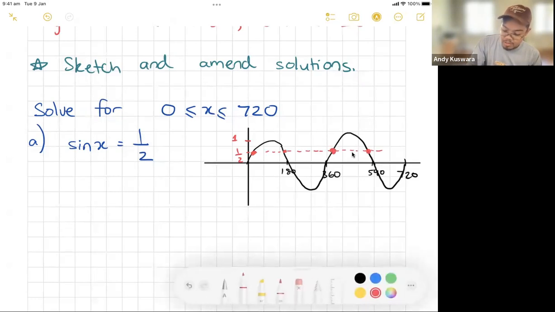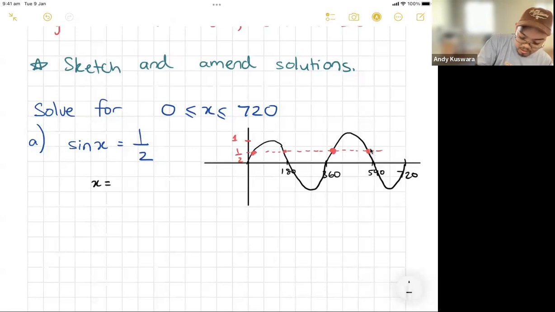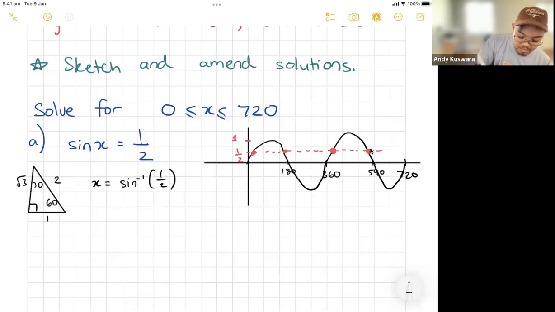So let's talk about this question. I'm looking for 4 solutions here because between 0 and 720, sine x equals a half four times. First things first, as usual, find your first quadrant answer. In other words, x equals sine inverse of a half. Now I keep forgetting if it's 60 or 30, so I'm going to need to draw a triangle. If you haven't memorized it, good on you. I don't yet. It will be sine 30. So x will equal 30 in your first quadrant.